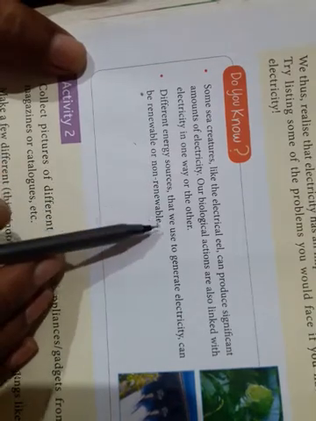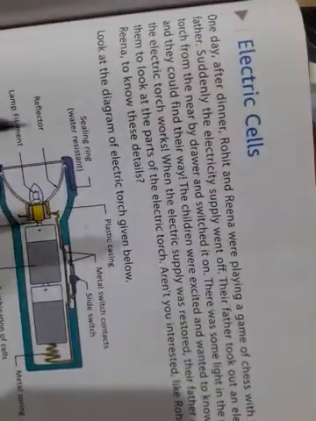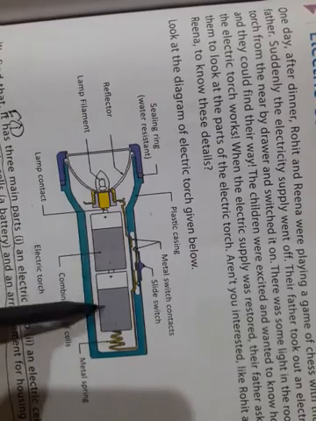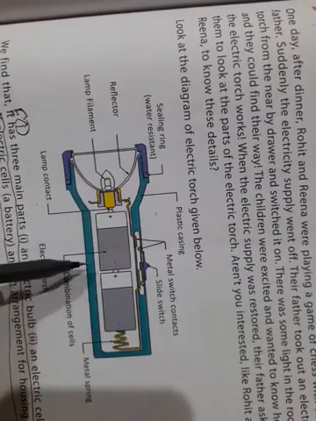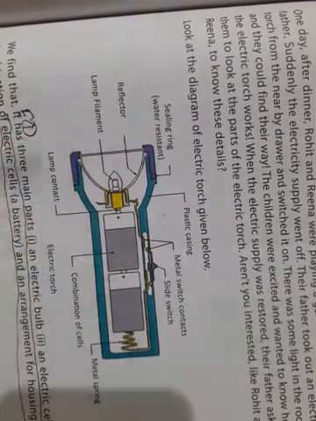Different energy sources that we use to generate electricity can be renewable or non-renewable. Okay, renewable and non-renewable. Electric cells. Here you are seeing a torch. Electric cells, these are cells, and a combination of cells is a battery. Okay, here sometime this figure may be asked in the examination.